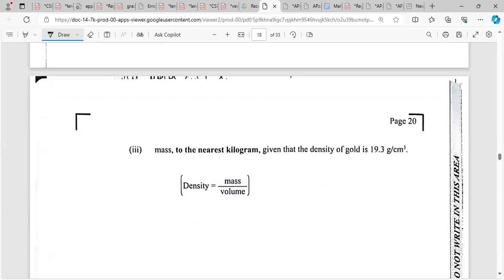Now let them talk. And it says the mass to the nearest kilogram, given that the density of gold is 19.3 gram per cm3. Alright, let me see that now. So density, they give us the density, so I'm going to put it in perspective. So that's 19.3. We don't know the mass, so we have to put that.